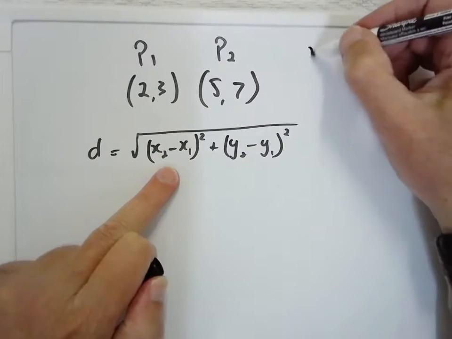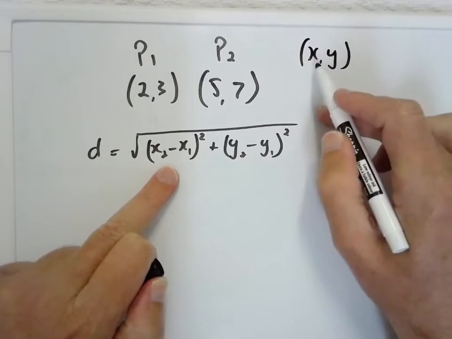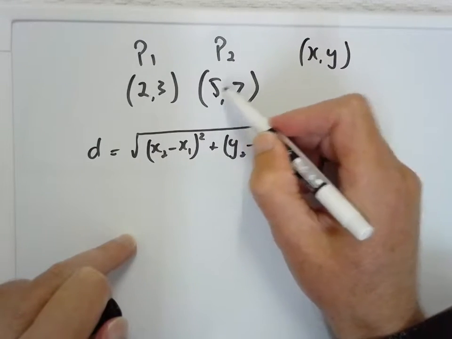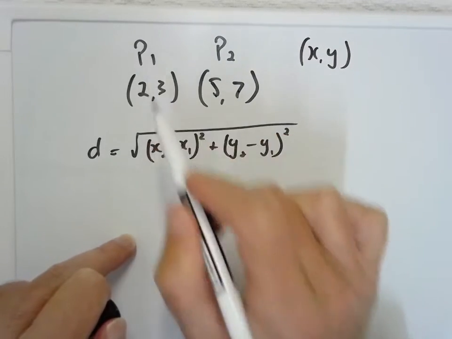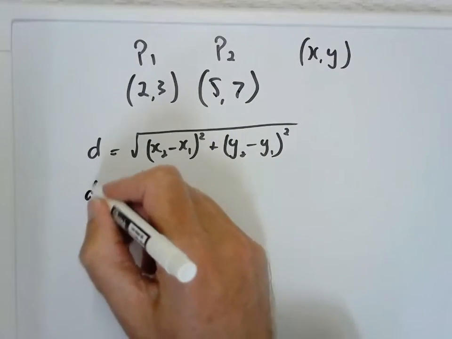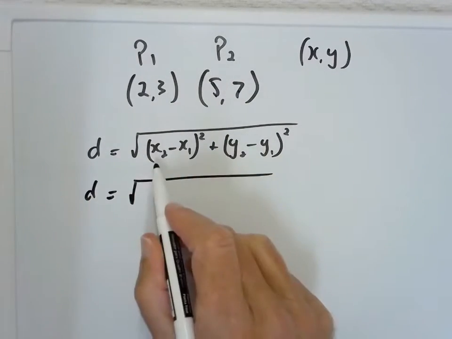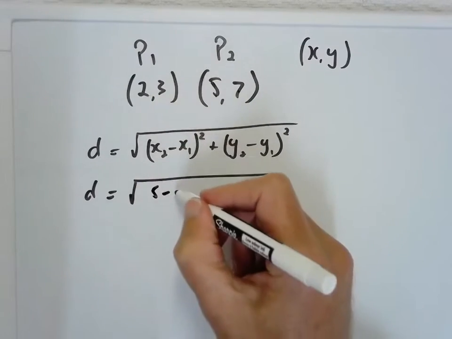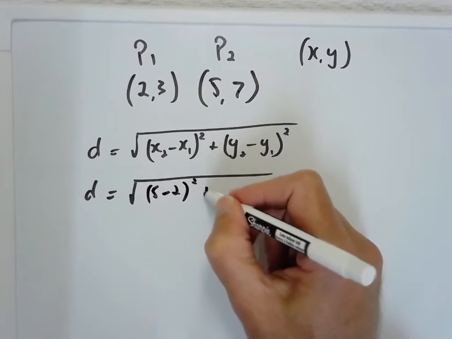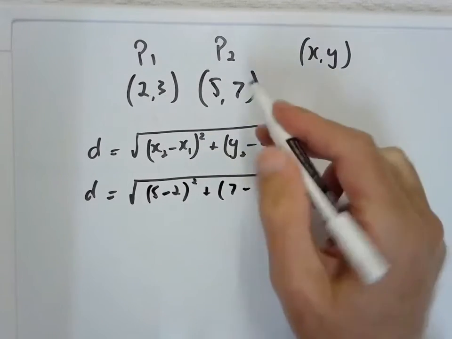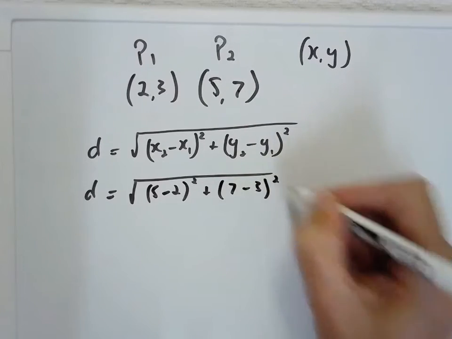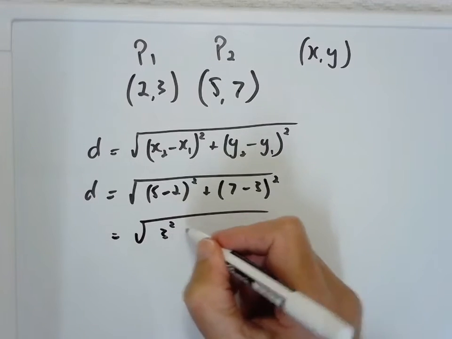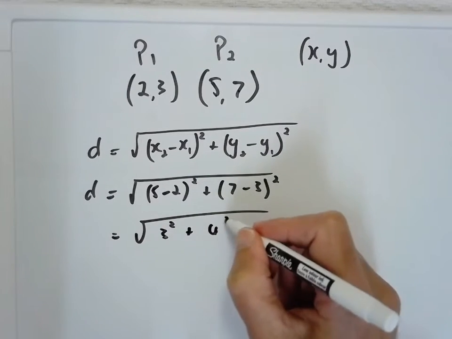Okay, so all of our points are in the form (x, y). So x2 is this first value of point 2. So that's x2, y2, and that's x1, y1, because that's point 1 and that's point 2. And we're just going to substitute it straight into our formula. So x2 is 5 minus x1, which is 2, squared. y2 is 7 minus y1, which is 3, squared. 5 minus 2 is 3, squared. 7 minus 3 is 4, squared.